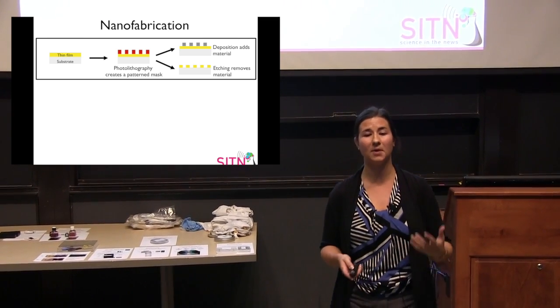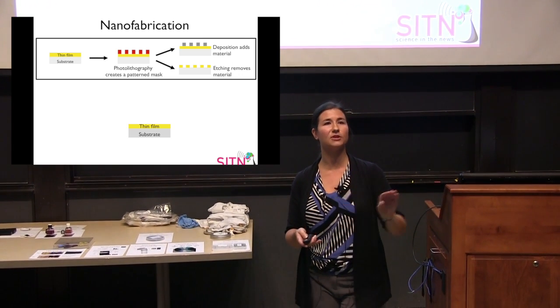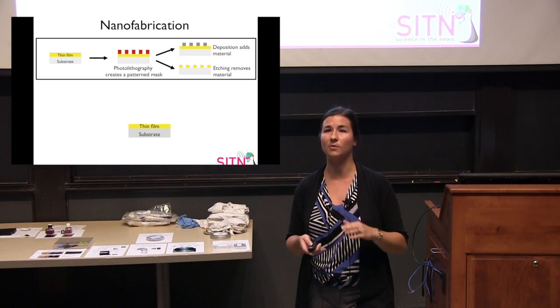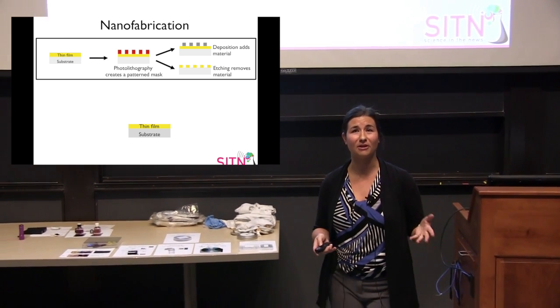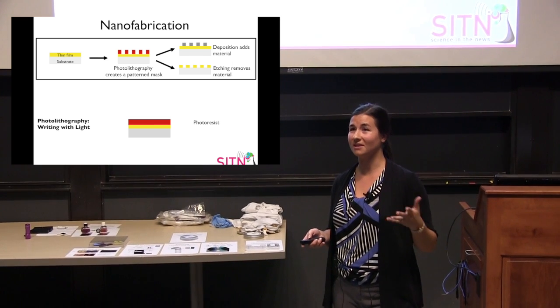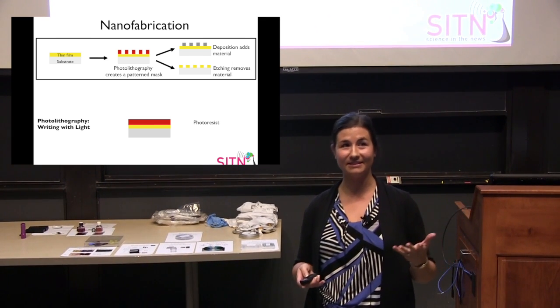So we start at the beginning, we have our substrate, and we have a thin film of some material on top that we want to pattern into something. We start with the first step, which is called photolithography, and we like to call this writing with light, as you'll see for a good reason.